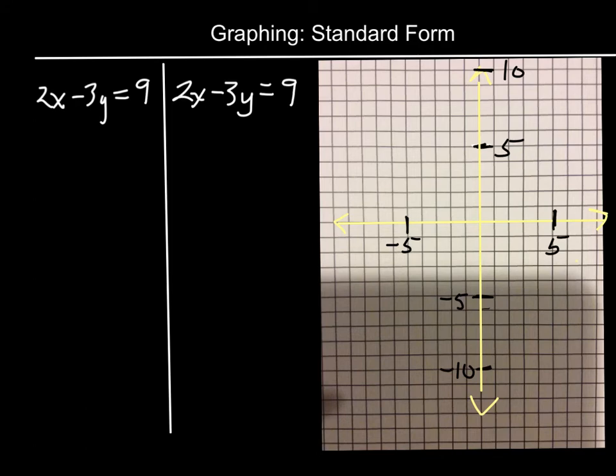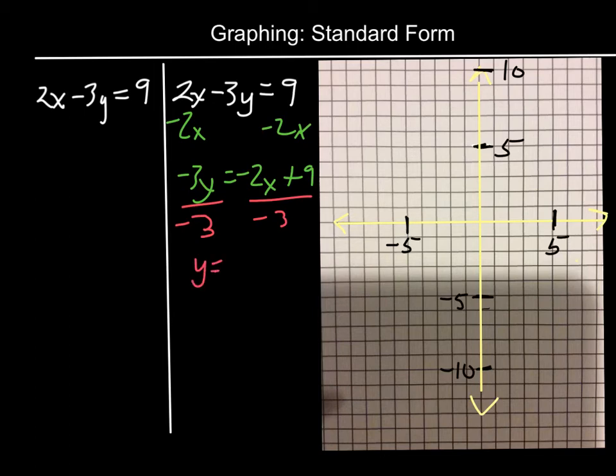Okay, when it's in standard form, we don't really like this that much, so what we want to do is change it into y equals mx plus b form, and that's what we did at the very beginning of this flip lesson. So I'm going to subtract 2x from both sides, and I get negative 3y is equal to negative 2x plus 9, and then I'm going to divide everything by negative 3.